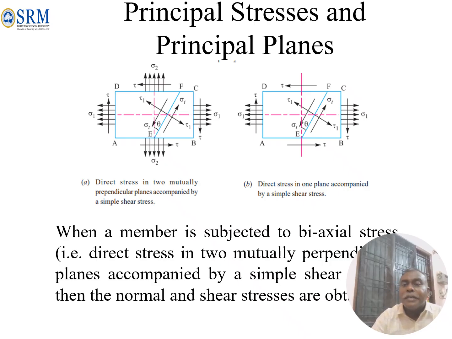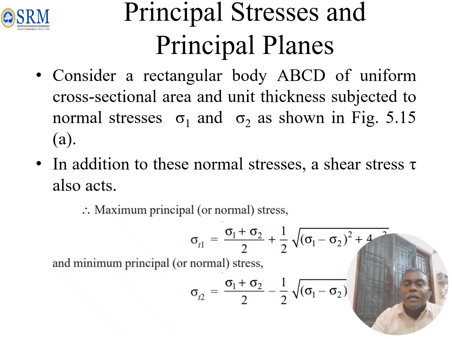Here is the same rectangular body ABCD of uniform cross-sectional area, unit thickness 1 mm, subject to stresses as shown in the previous diagram. When you are solving the problem, the normal stresses are sigma T1 and sigma T2, the maximum principal and minimum principal, accompanied by shear stress tau also acting in the picture.